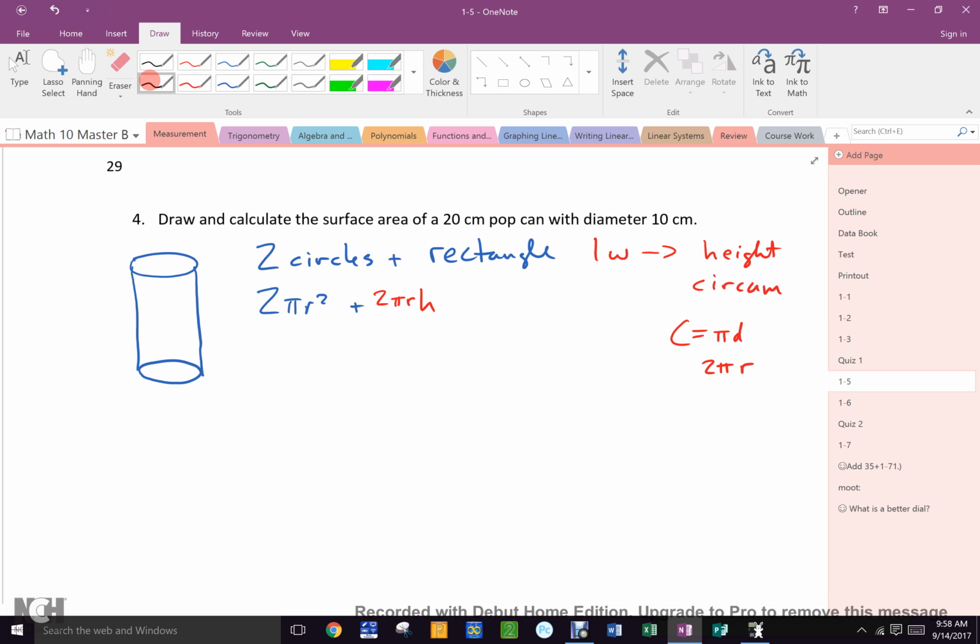So this one you're going to fill out. There's your h. And diameter is 10. So what's your radius if your diameter is 10? 5. And then you're going to put that into your formula. Is everybody good? All right.